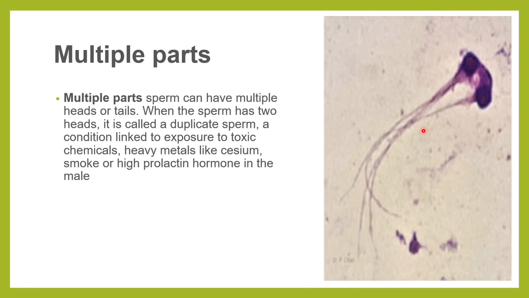Then here you can see that these sperms have multiple heads, or multiple tails. When the sperm has two heads, it is called a duplicate sperm, a condition which is usually produced when there is exposure to toxic chemicals, heavy metals, or smoke, or whenever there is a high prolactin hormone level in the male. At that time you get these double headed or double tailed sperms.